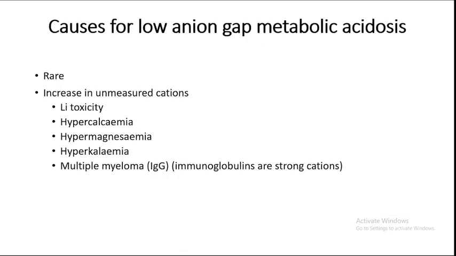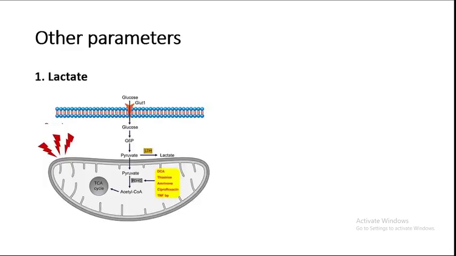Low anion gap metabolic acidosis is really, really rare. That occurs especially in circumstances where the unmeasured cations are high, right? These are a few examples for that, right?